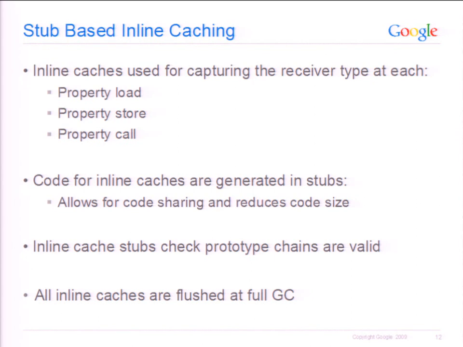The code for the inline cache, we generate in small stubs that float around in the object heap. Okay. So the garbage collector also takes care of removing unused code snippets. And in order to make sure that we run in a small amount of memory, whenever we do a full garbage collection in V8, we actually flush all inline cache stubs.